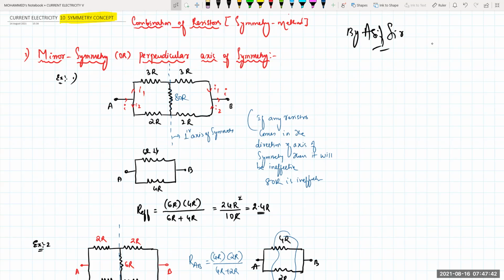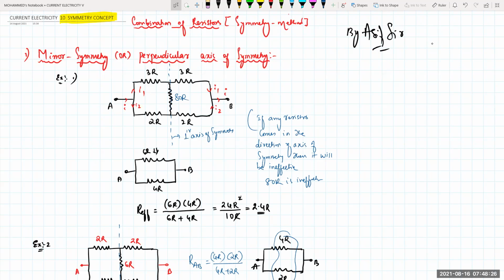See, for example, I'm taking the resistors 3R, 3R, 2R and 2R between points A and B. In the middle there is a resistance 80R. Now take a perpendicular axis of symmetry. If I draw a perpendicular, are you able to see that 3R and 3R, and 2R and 2R, are exact mirror images? If you keep a mirror along your 80R perpendicular, the 3R image will be equal to 3R, and the 2R image will be 2R. Whatever resistance is passing through the perpendicular axis will become ineffective. Is that clear?